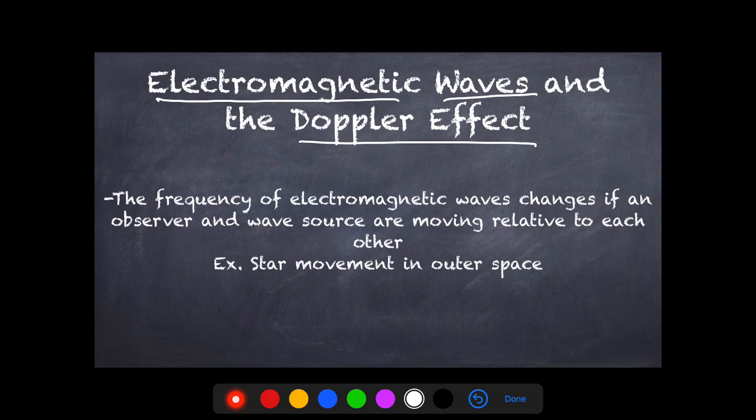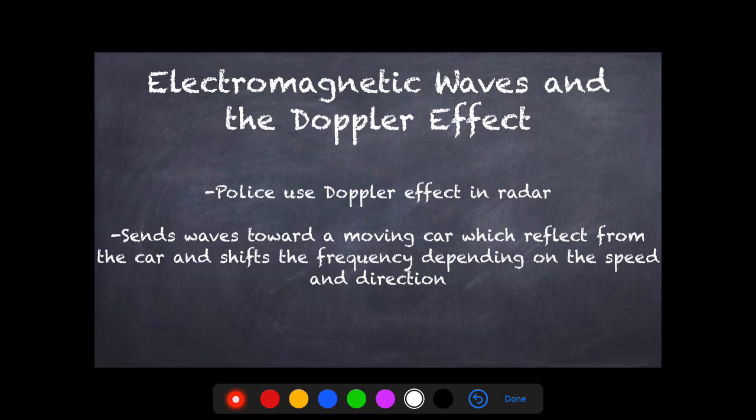We also have something called electromagnetic waves in effect with Doppler effect. So this is when the frequency of the electromagnetic waves changes if you have an observer and a wave source that are moving relative to each other. So this can be stars that are moving in space, okay? These are what is producing these electromagnetic waves. And these are what will cause the electromagnetic waves to actually change. So police actually use the Doppler effect in the radar as they are catching people who are speeding.